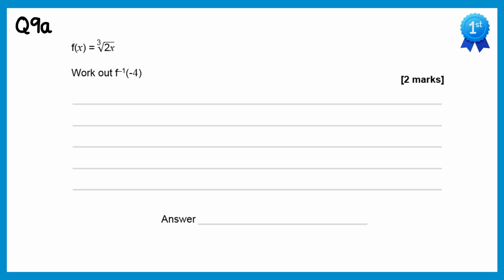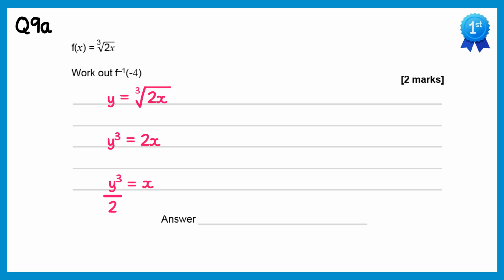For this question, we can find the inverse function first. So if f of x equals the cube root of 2x, we can say y equals cube root of 2x. If we then rearrange this to get x the subject, start by cubing both sides. On the left you'll get y cubed, and on the right the cube root will disappear, so it's just 2x. Then divide both sides by 2, and you get y cubed over 2 equals x.